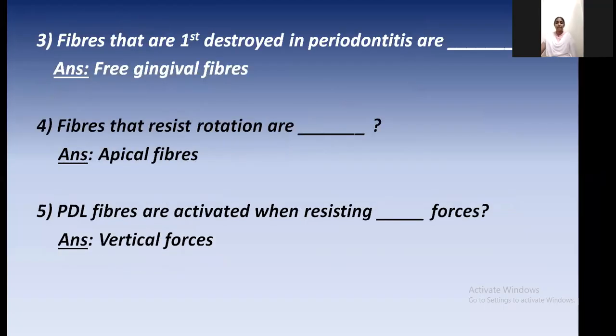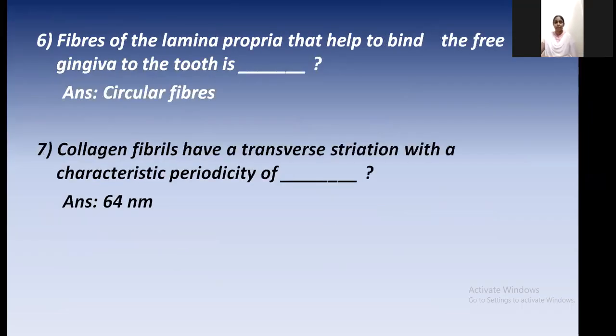Third question. Fibers that are destroyed first in periodontitis are dash. The answer is free gingival fibers. This was a very often repeated MCQ, students. Fibers that are first destroyed in periodontitis are free gingival fibers. Question number 4. Fibers that resist rotation are dash. Answer is apical fibers. Question number 5. PDL fibers are activated when resisting dash forces. Answer is vertical forces.